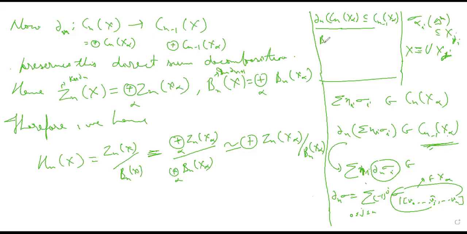This Bnx alpha will be contained in Znx alpha, right? So we can talk about this, right? So this is Hnx. This you can verify. This you have to verify. So this one is an exercise for you to verify.